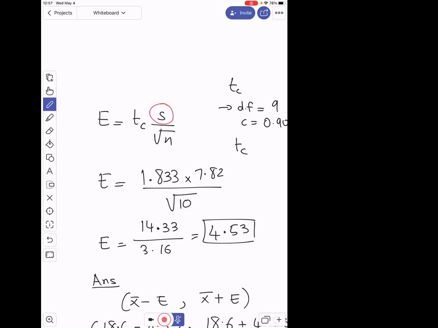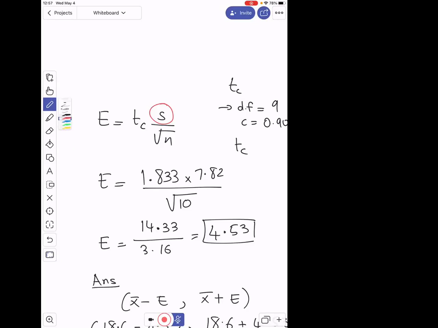We compute the S square and then we take the square root, so that's where you get your S. I have my TC, I have my S, and you have your N too. N is just the number of data values, how many numbers you have. You have 10 numbers, so N is 10, and that's it.